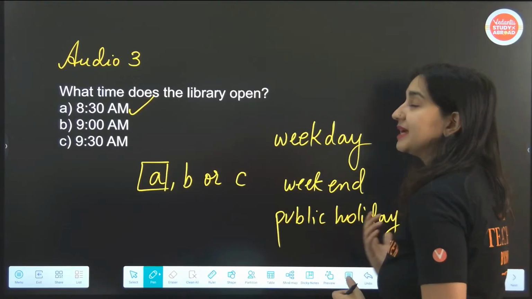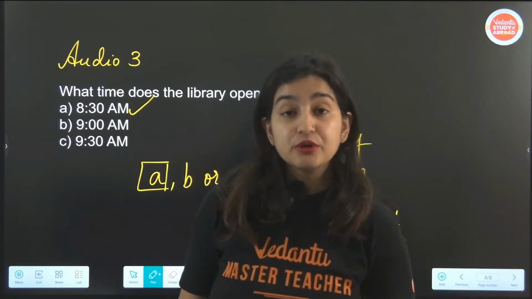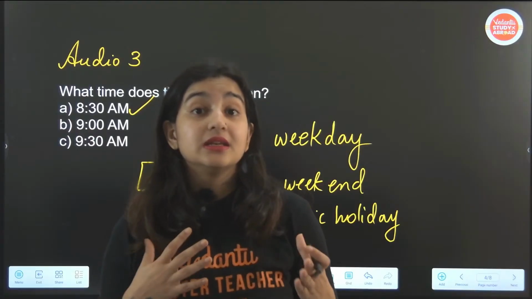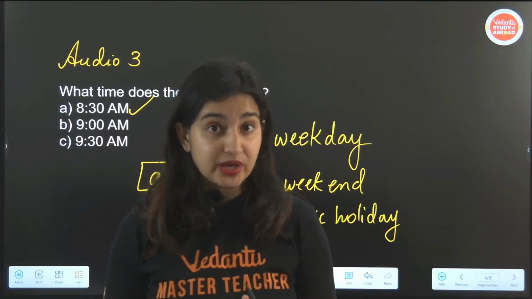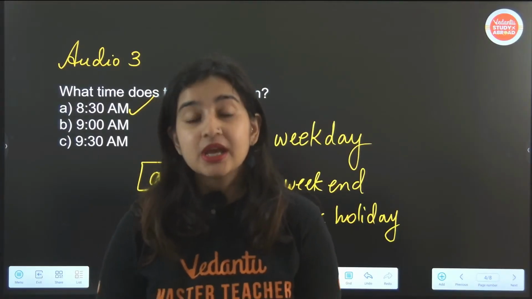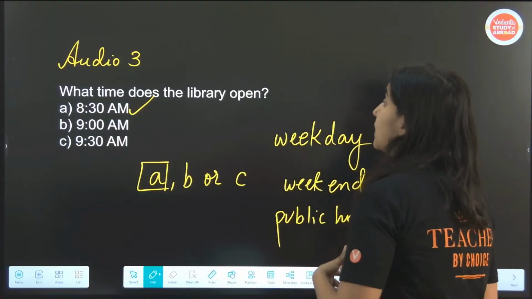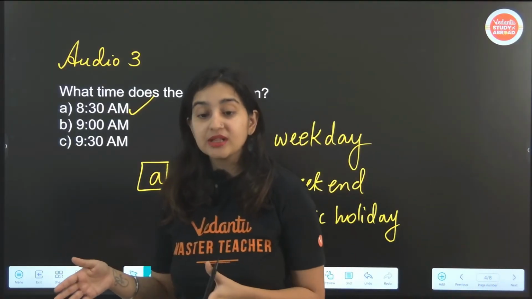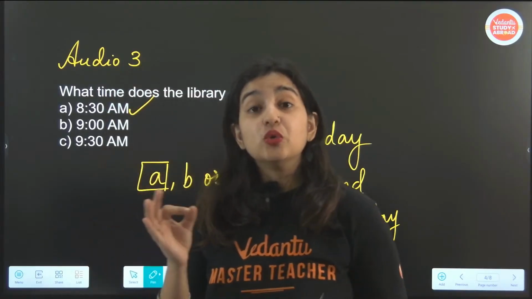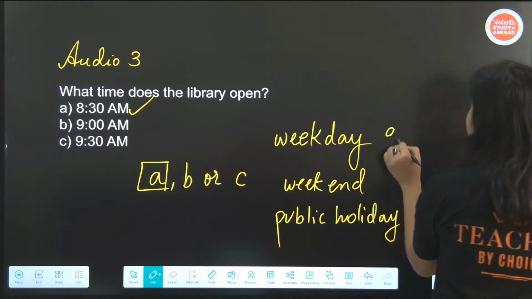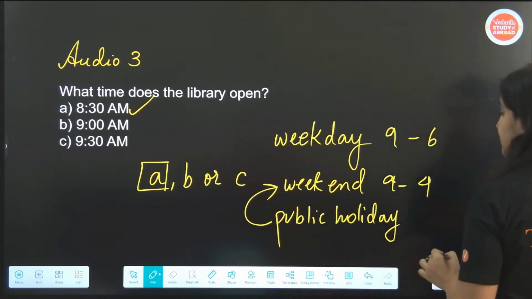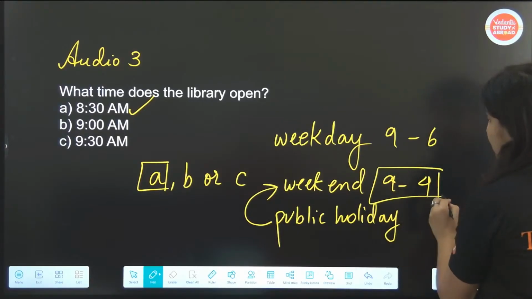And the recording might say something like, we are open from 9 a.m. to 6 p.m. on the weekdays, 9 a.m. to 4 p.m. on the weekends, and public holidays follow the weekend schedule. And then the question could be something like, till what time will the library be open on Christmas or some other public holiday? Then you need to form that connection that, okay, weekday timings were 9 to 6, weekend was 9 to 4, and public holiday timings are weekend timings. So the answer will be 9 to 4.